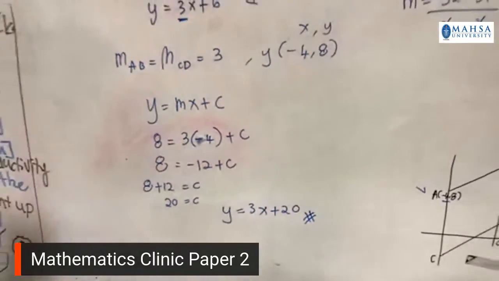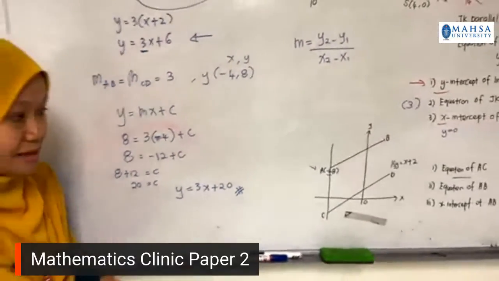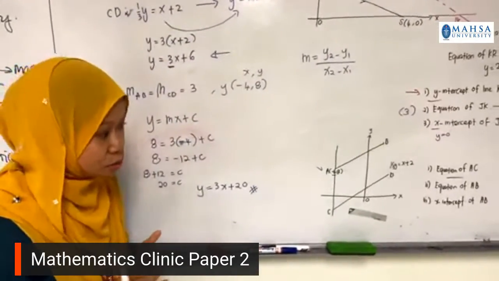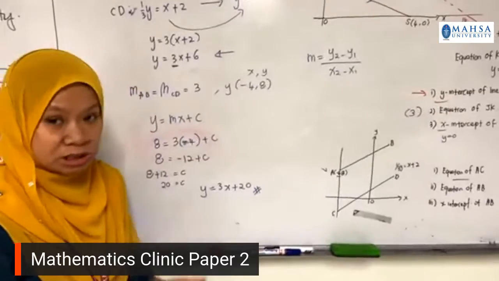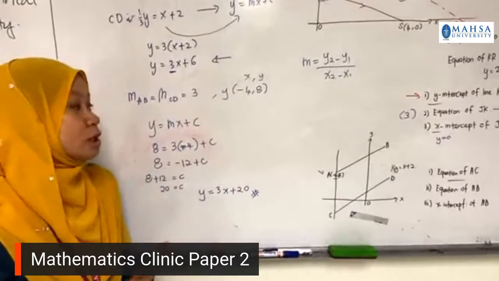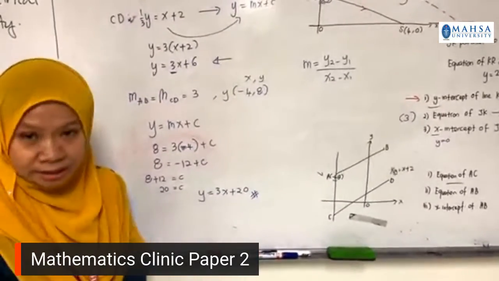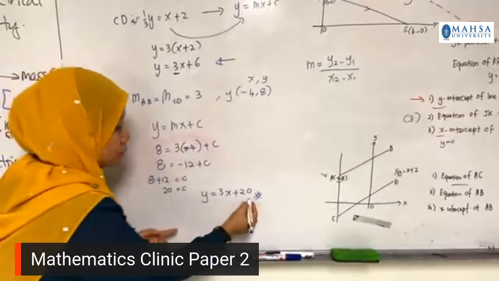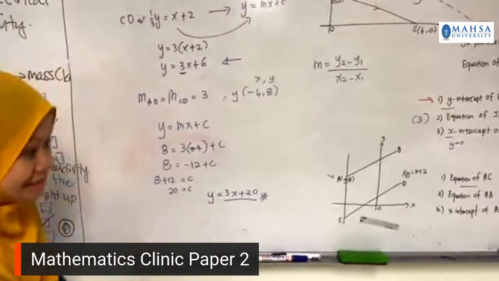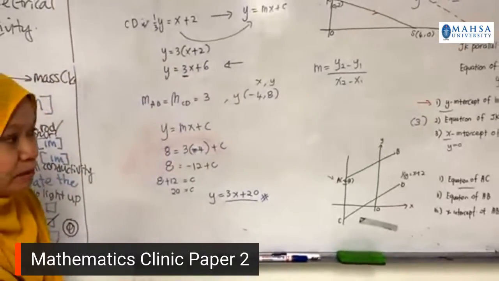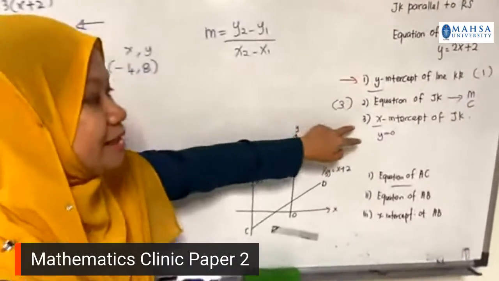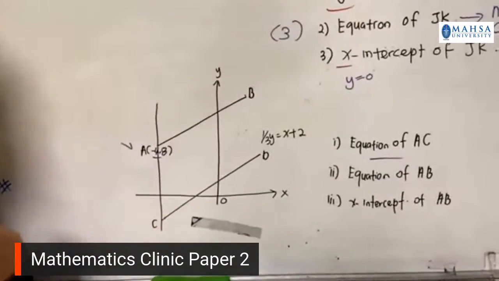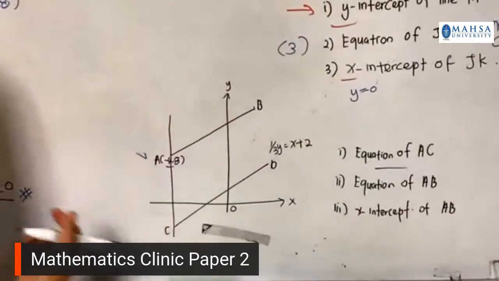Okay, so you must remember that at the end of your answer, you must answer the question. The question asks you to find the equation, or the question asks you to find the gradient only or y-intercept only. So this one is your final answer. Last question, x-intercept. If you can see the pattern, last question usually you need to find the x-intercept or y-intercept, depends on the question.